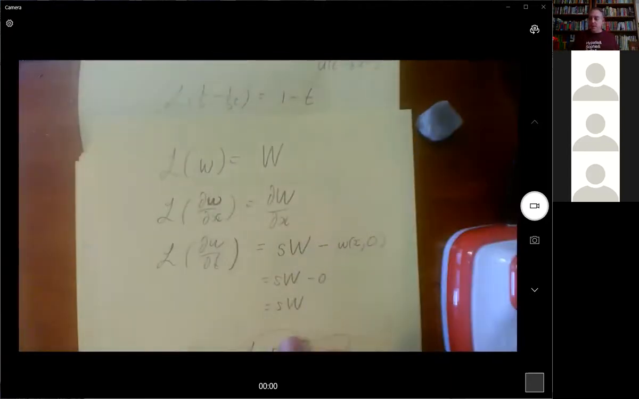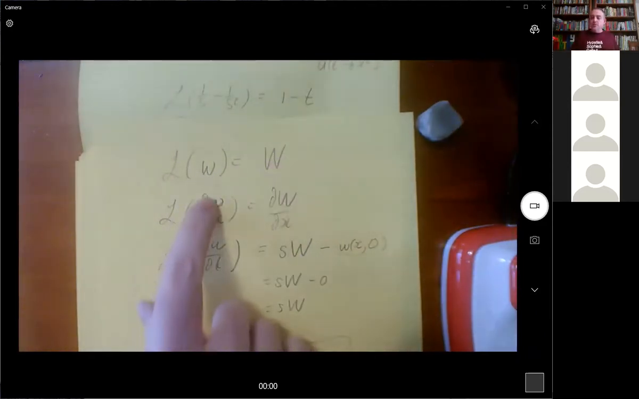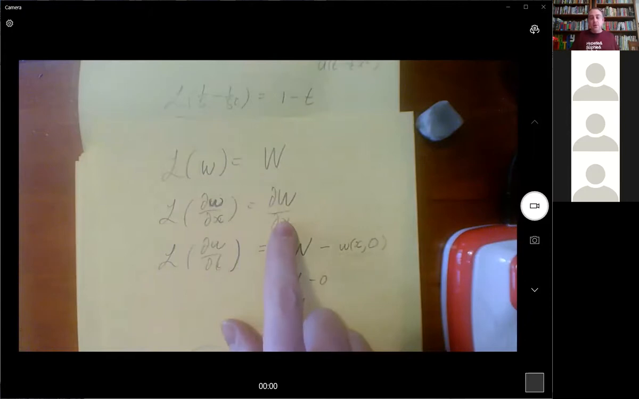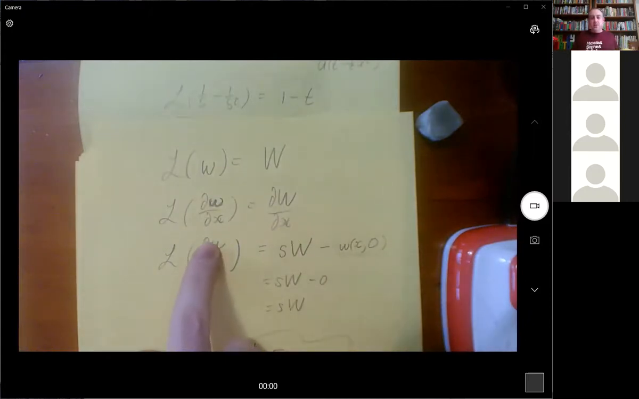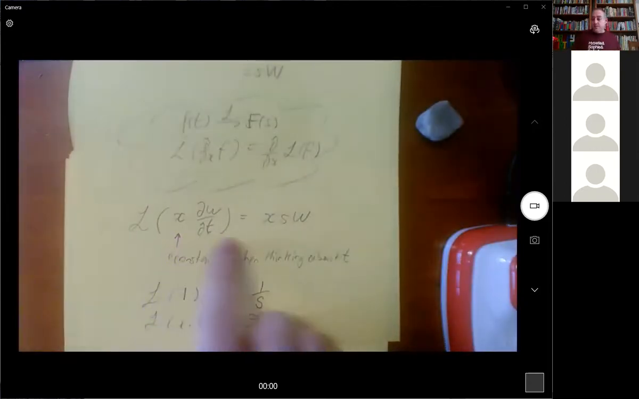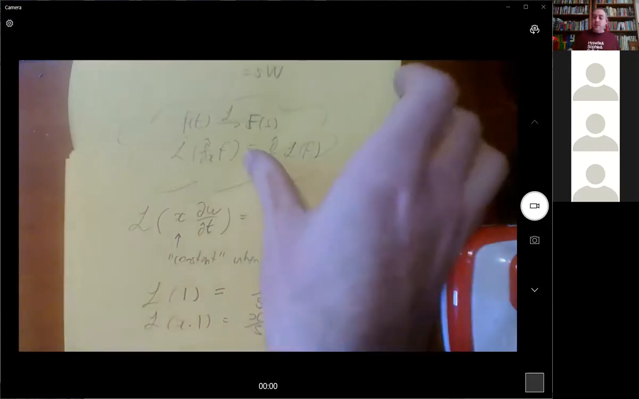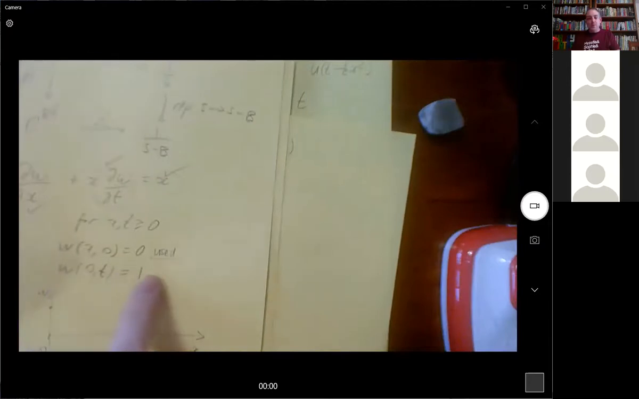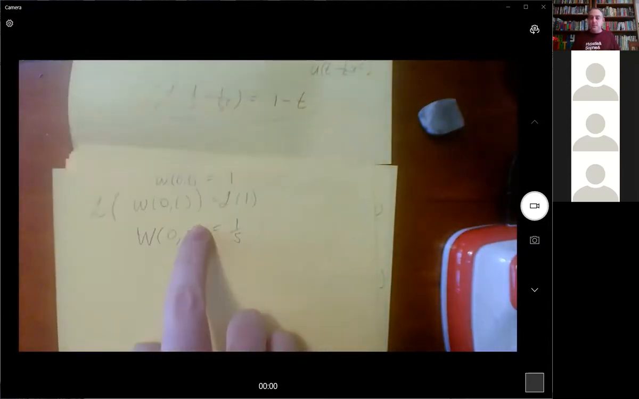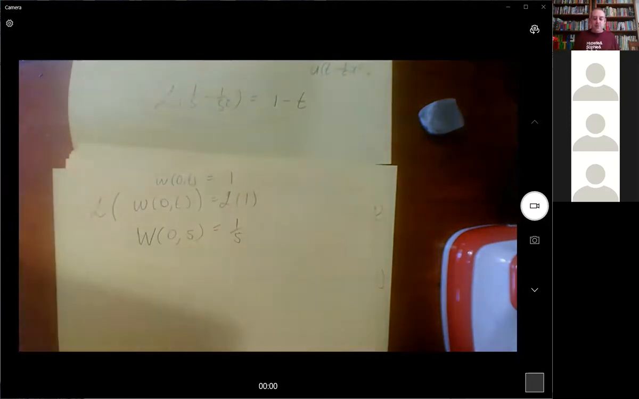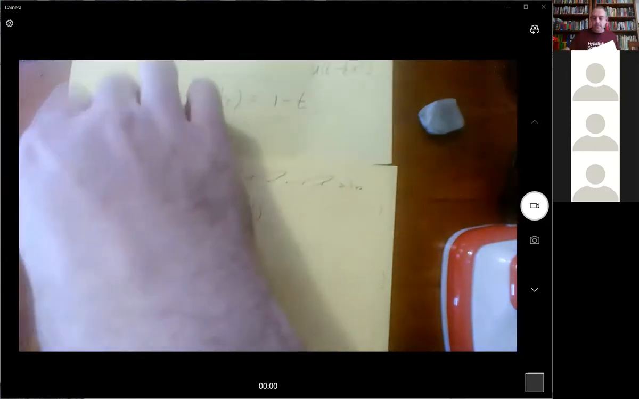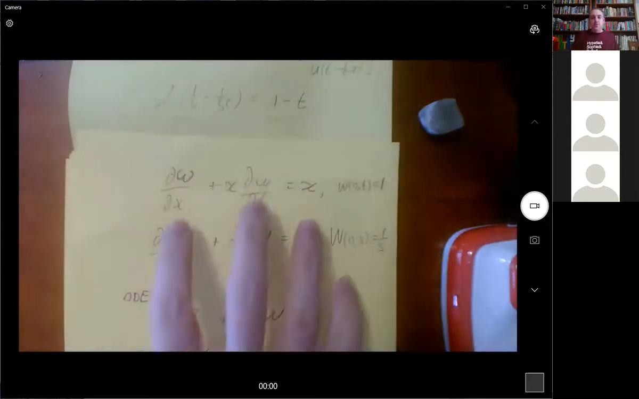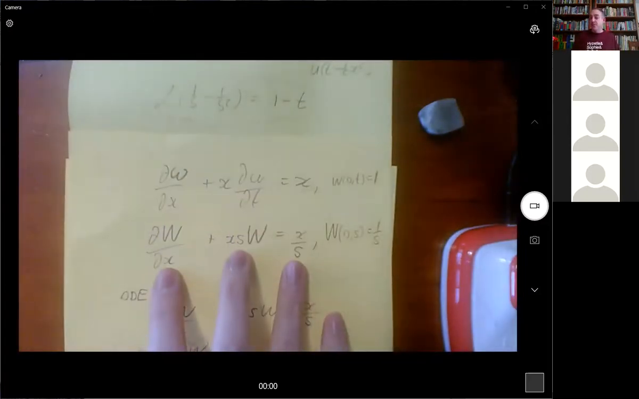This piece here, the little w becomes a big W. Derivative with respect to x doesn't change when you do the Laplace transform. Derivative with respect to t becomes multiplying by s. Multiplying by x is the same as multiplying by x. 1 becomes 1 over s, and x therefore becomes x over s. So that's what I did. Oh, and there was one more piece, which was this thing, which is also a function of t, so I can Laplace transform that too. So all of that got changed into this. I managed to replace each piece with something involving capital W and s instead.